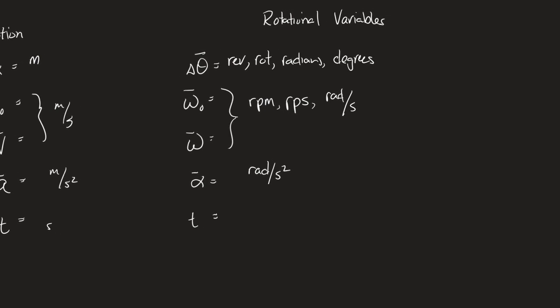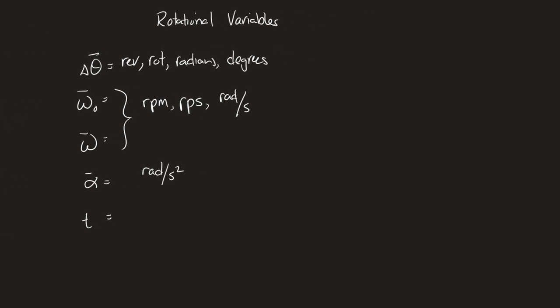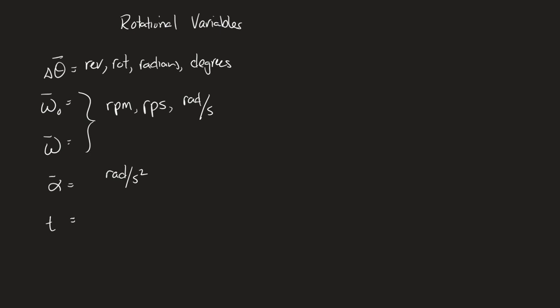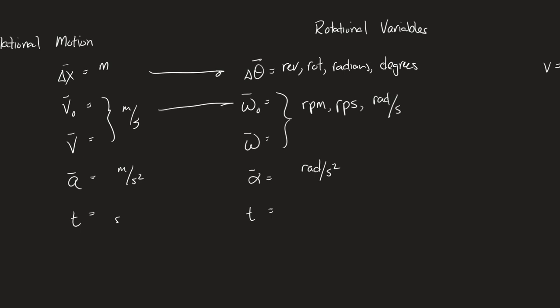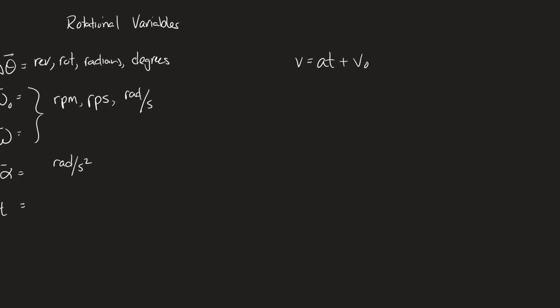So, translating the motion equations into our rotational variables should be something I don't have to do with you. I would expect that if it's v equals at plus v naught, you could recognize that there's kind of a one-to-one correlation between these things. So any place you see a v, you'd put an omega. And every place you see an a, you'd put an alpha. And every place you see a v naught, you'd put an omega naught.